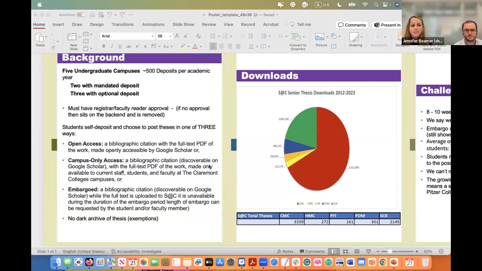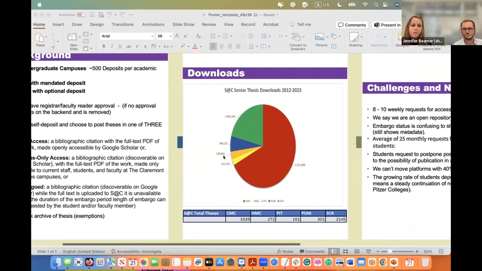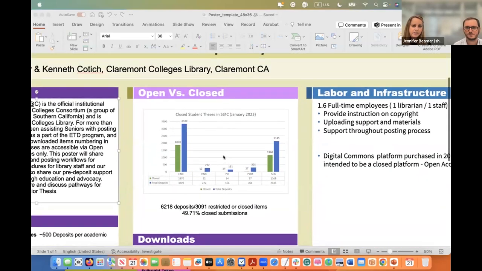We do have a lot of requests for people to dark archive their theses, but we don't do this. And also we have a number of exemptions. A number of our schools have high ranking students, undergrad students who are going to publish with faculty. And so they don't want anyone to see their work until it's published or in a format that they wish to see. So I'm going to hand it over to Ken, and he's going to talk a little bit about the numbers.